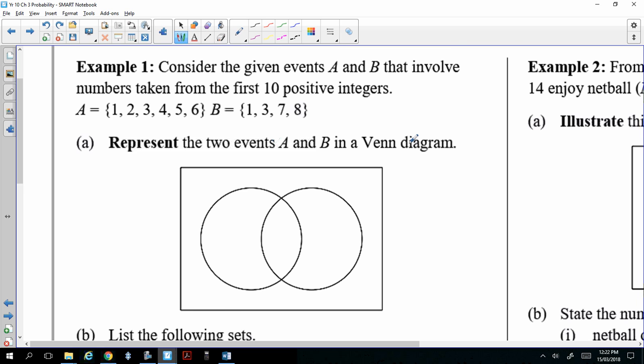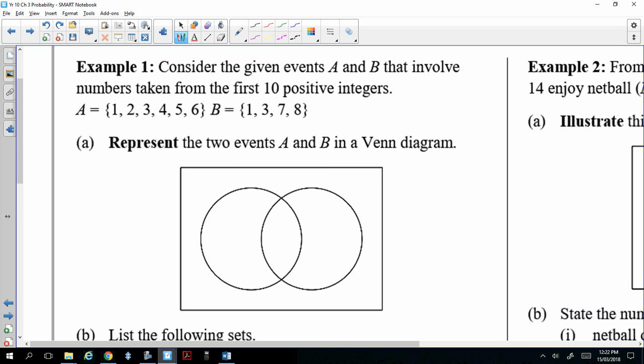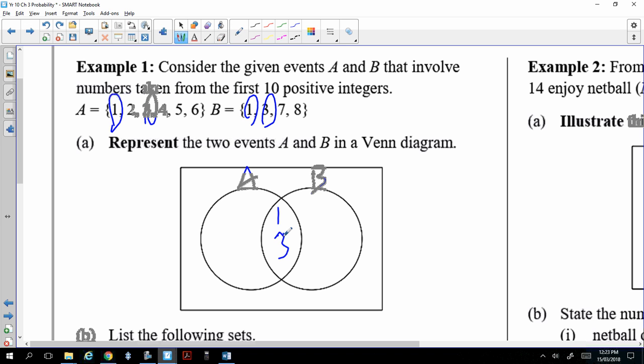Okay, so let's write them down. There's the A, there's the B, right? All right, so now look at which ones are common. The ones that are common are 1 and 3, right? That's the only things that are common that you will put in the middle. Anything not in common will be A only, so it will be 2, 4, 5, and 6. And the B only will be 7 and 8.